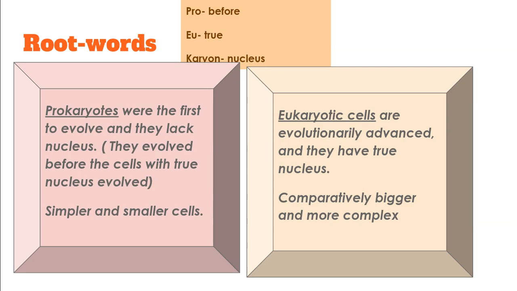Cells without nuclei are called prokaryotes. Organisms whose cells have nuclei are called eukaryotes. There are several differences between prokaryotes and eukaryotes, but the most significant structural advantage is the presence of functional organelles in eukaryotes.